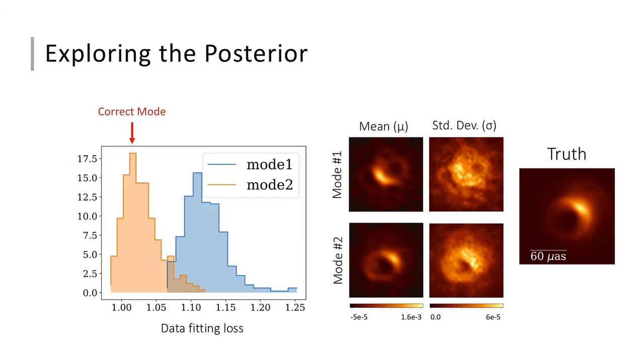The distribution of data fitting loss for images in each mode is also shown to the left in the current slide. Although it can be difficult to tell which image is correct by inspecting the data fitting loss of a single image, by analyzing the histogram of data fitting loss for each mode, it becomes clearer which mode is more likely to correspond to the true image. For example, in this case, mode 2 is the correct mode that has a smaller data fitting loss.